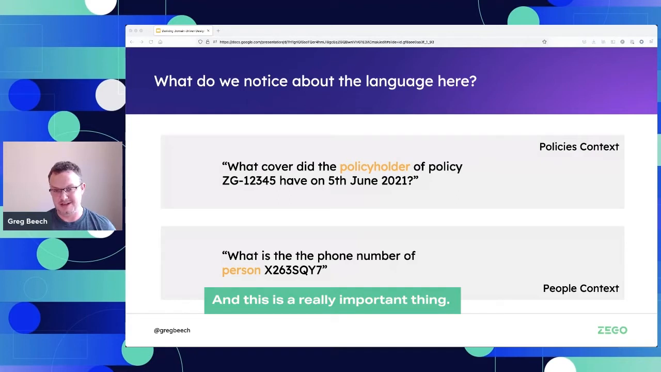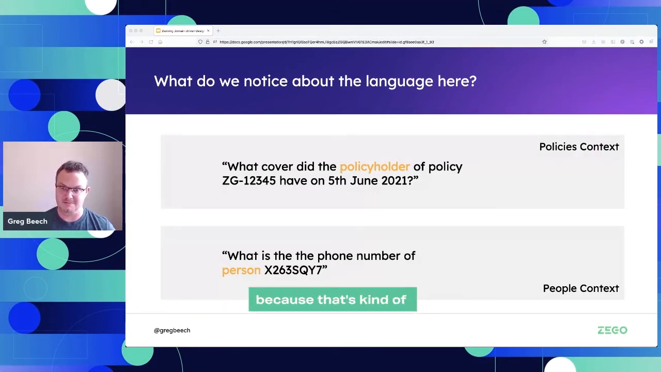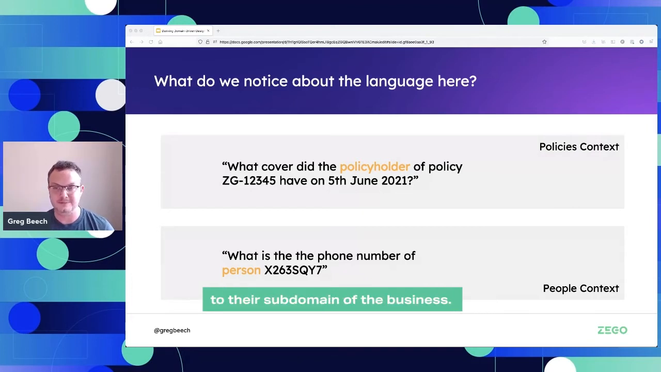And this is a really important thing. And you'll notice this also matches the real world. If you talk to people in different departments around your company, they'll notice they use the same word to mean different things, because that relates to their subdomain of the business.